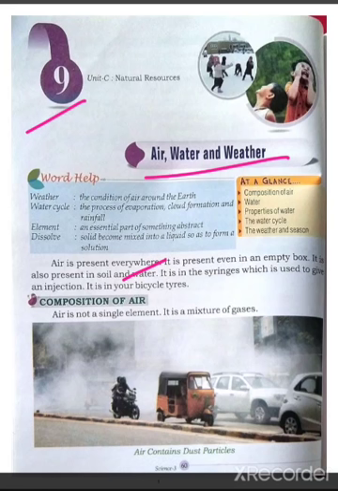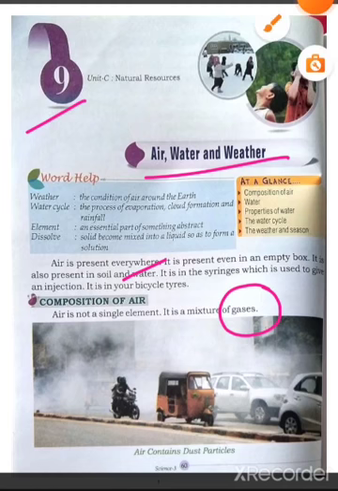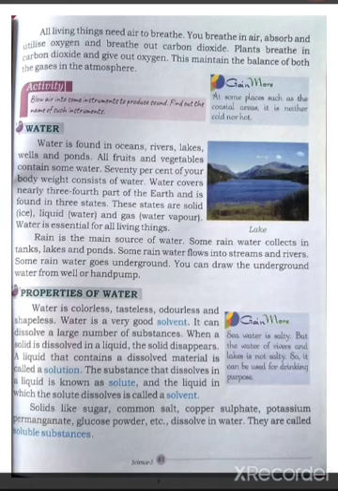We are surrounded with air. Now, talking about the composition of air. Air is not a single element. It is a mixture of many gases. Okay, now the next page.